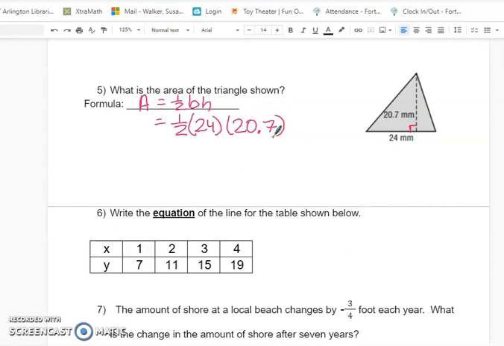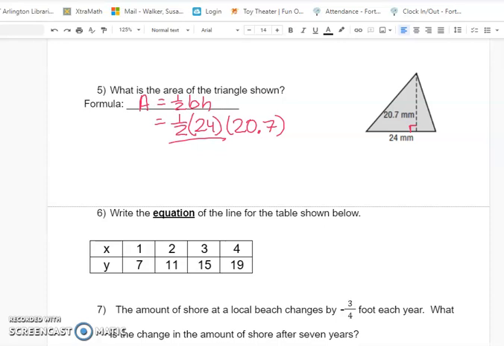So your job is either multiply 24 times 20.7, then take that and divide by 2, or you can do half of 24, that's what I would do, half of 24 and then multiply by 20.7.